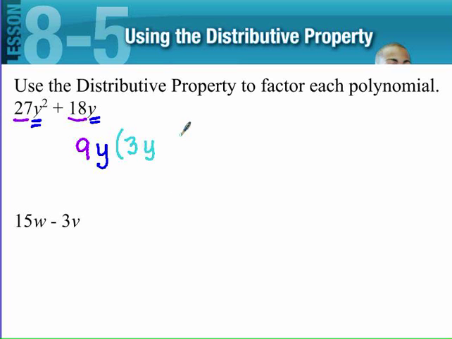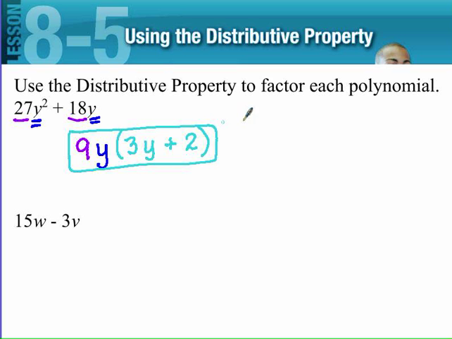The next thing that comes up is my plus sign. And now I need to think to myself, what times 9 will give me 18, which is my second term? 2. Now notice here I've already got a y that I've taken out. This one only has one y, so I don't need to take anything else out, and I'm done. Now the thing about this is, if I was to distribute that 9y to each of these terms, I should get exactly the same answer as I started with.